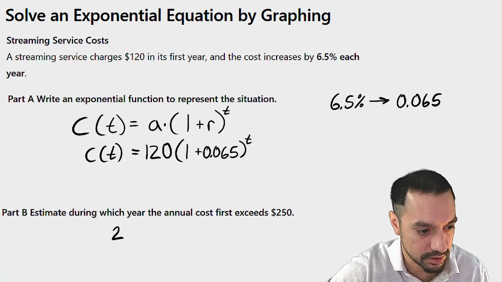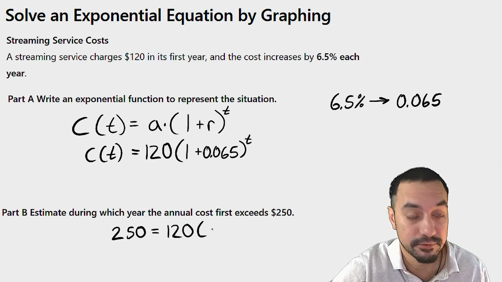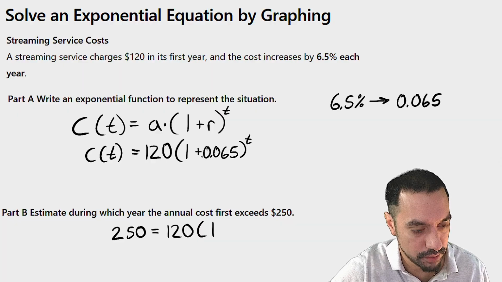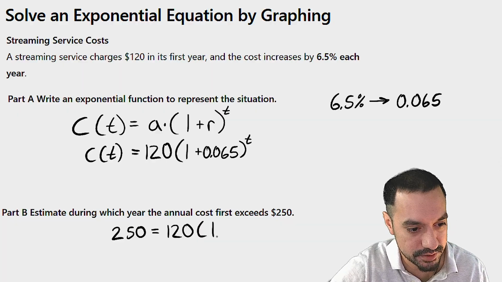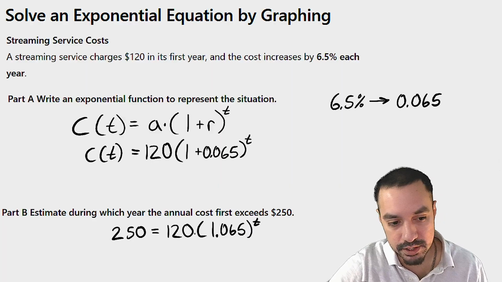So let's go ahead and model that specific case. I'm going to say, all right, the cost is 250, and here's my function model. Let me add these together as well. So 1 plus 0.065 is going to give me 1.065 to the t power. All right, and then I could go ahead and solve it.